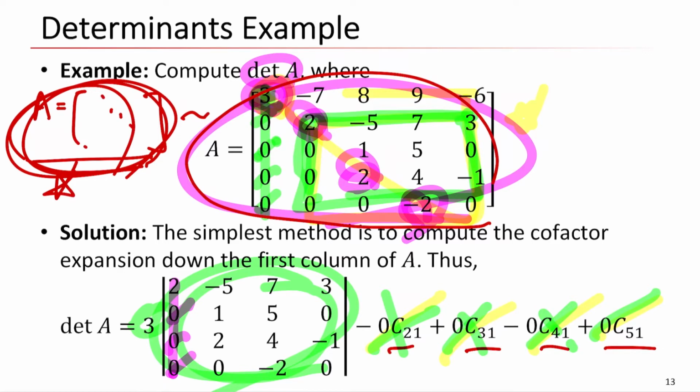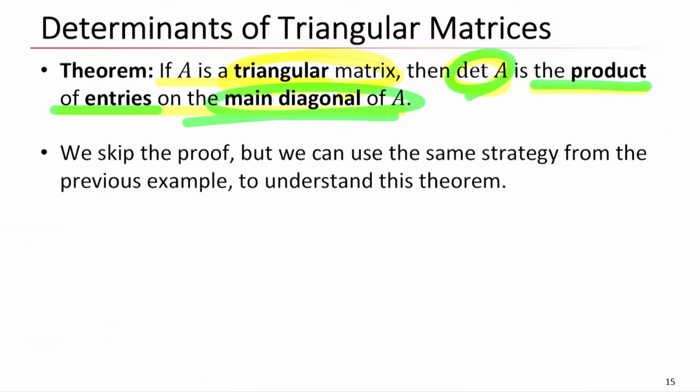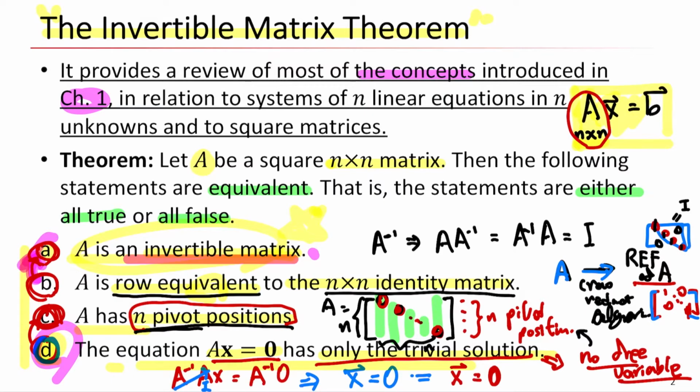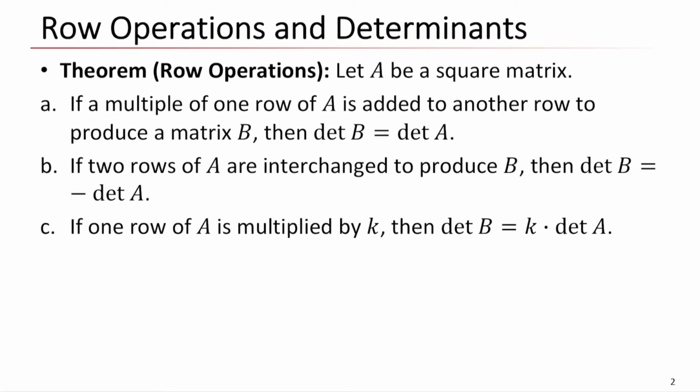So today we will talk about how we can use the row reduction algorithm to determine the determinant of the original matrix A by using the determinant of the echelon form of the original matrix A. Okay, so today we will talk about this. Okay, let's start. Today we will use this theorem, the row operation theorem.